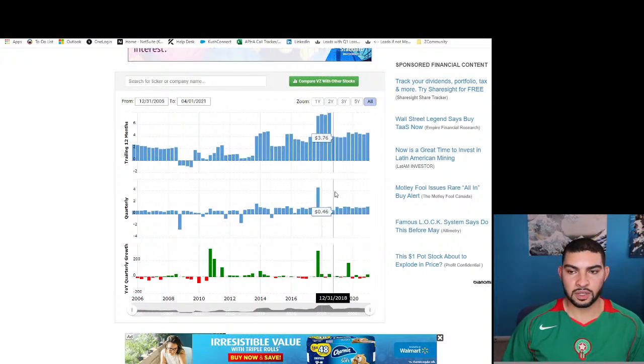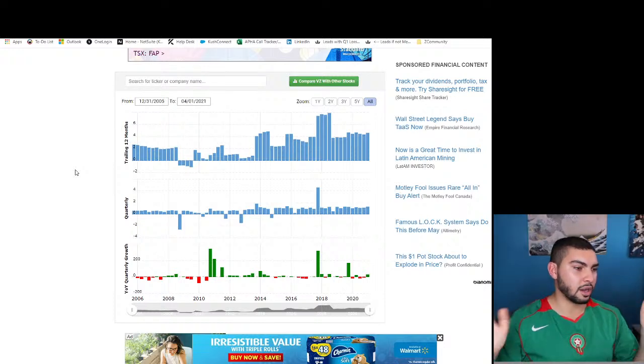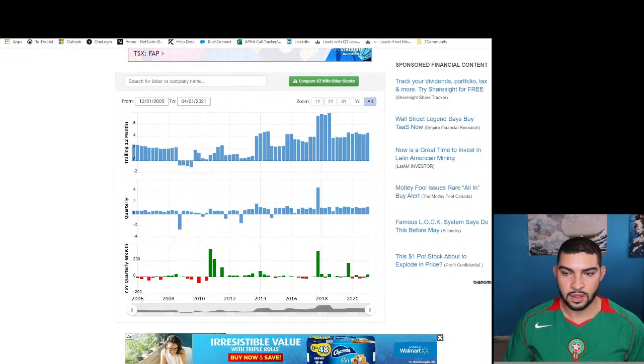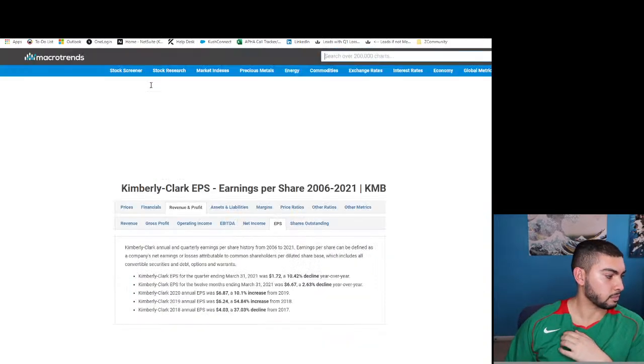Now over the past 10 years, have we been seeing sharp increases or decreases? I don't even have to answer that. You just look at the chart and you're like, nah, this is too messy. So we're straight up going to have to say no for Verizon. Let's look up Kimberly-Clark. Let's see what that's looking like.